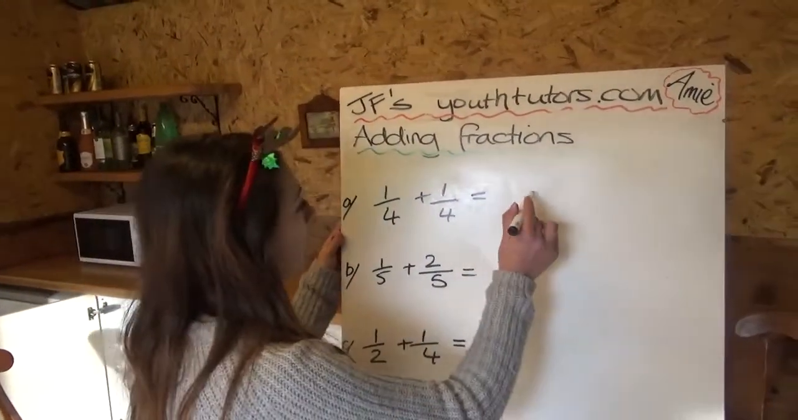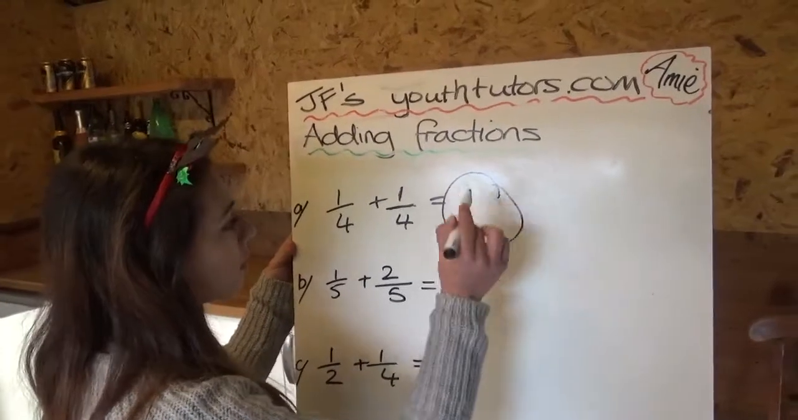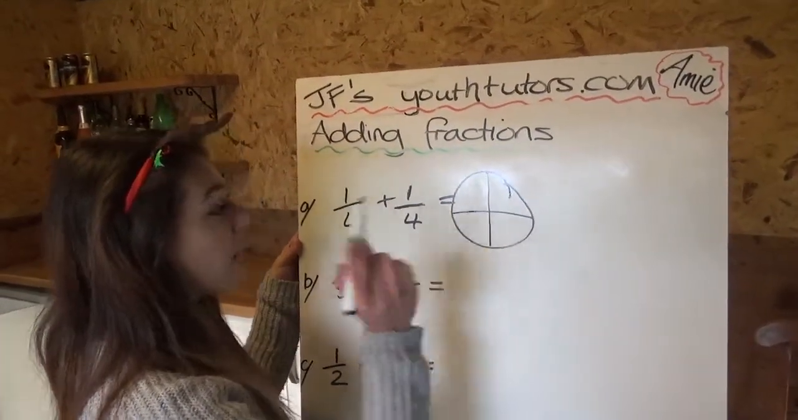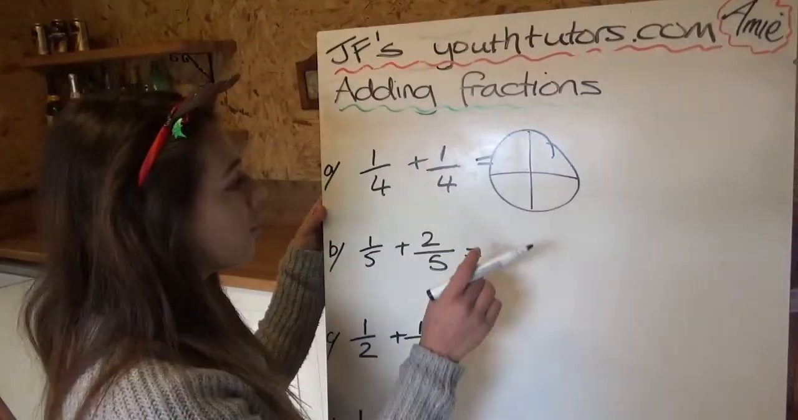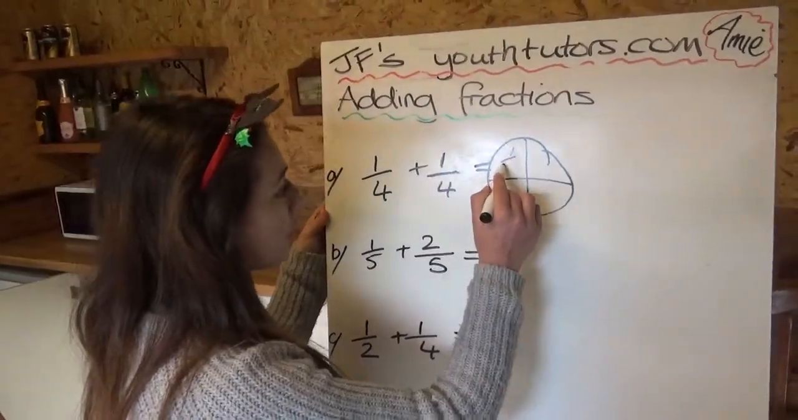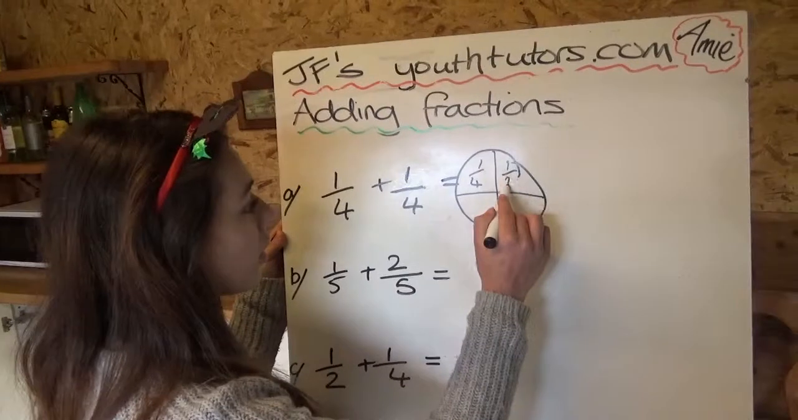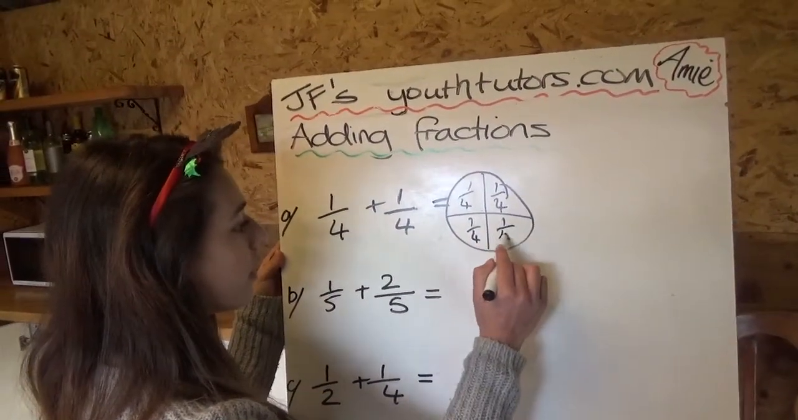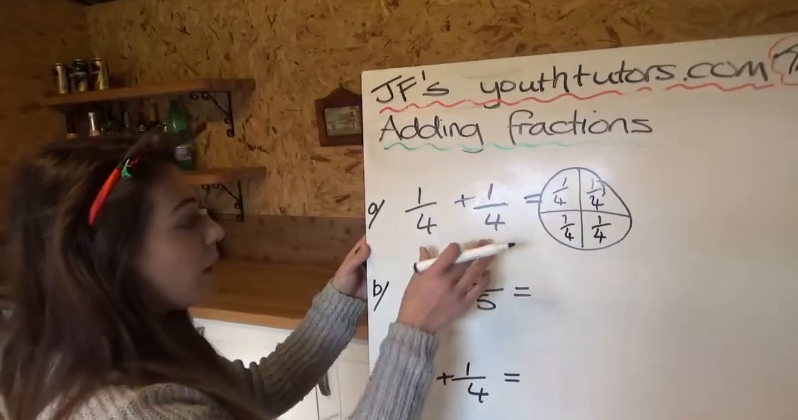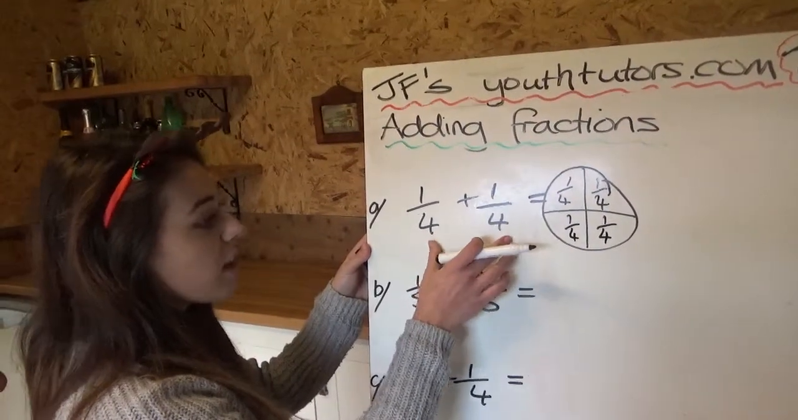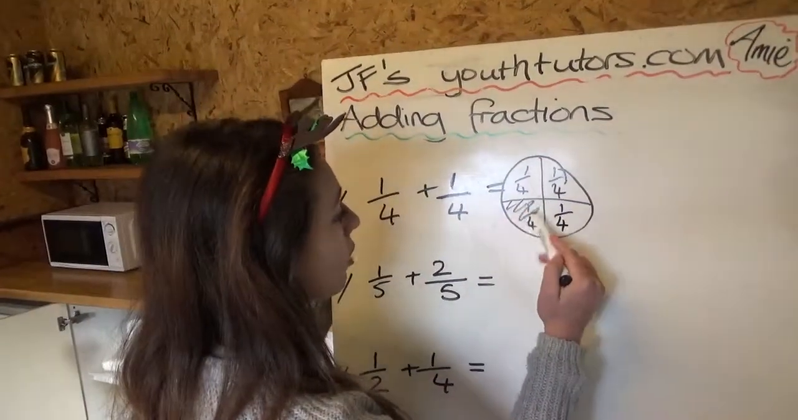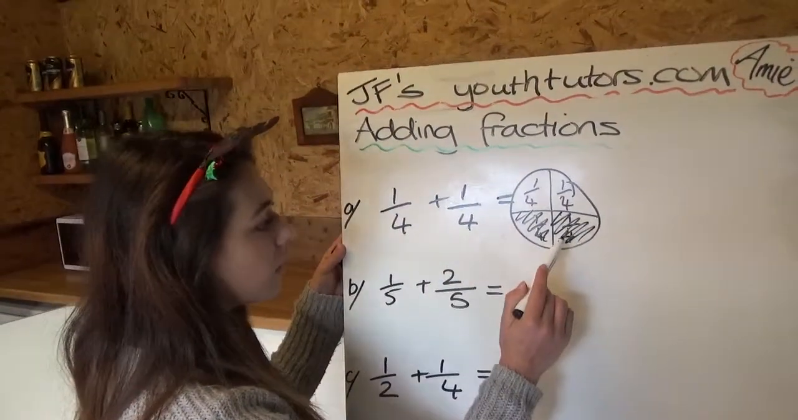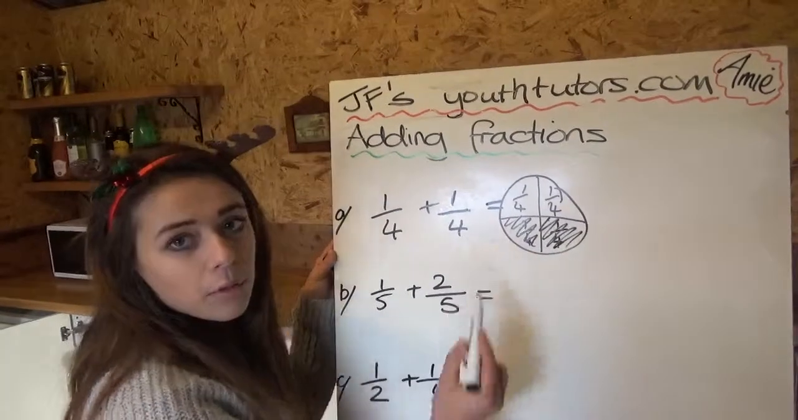Now we know that if we had a pie, and we cut it into 4 different sections, each one of these would be a quarter. Okay, and now we know that we have 1 quarter and another quarter. So we shade one and then we shade the other. Now that's 2 quarters, and we know that that adds up to a half.